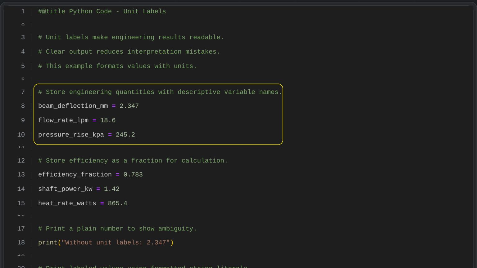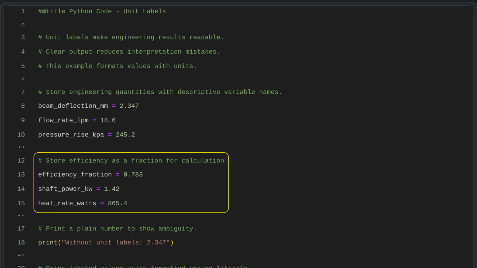The content defines 3 engineering quantities using clear descriptive names: beam deflection of 2.347 millimeters, flow rate of 18.6 liters per minute, and pressure rise of 245.2 kilopascals. These values describe beam bending, fluid movement, and pressure increase across a component. Descriptive naming makes the code easier to understand and helps prevent misinterpretation.